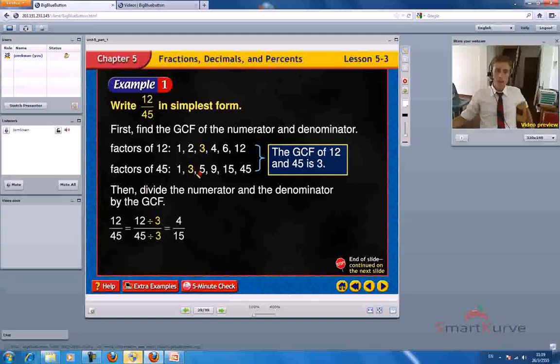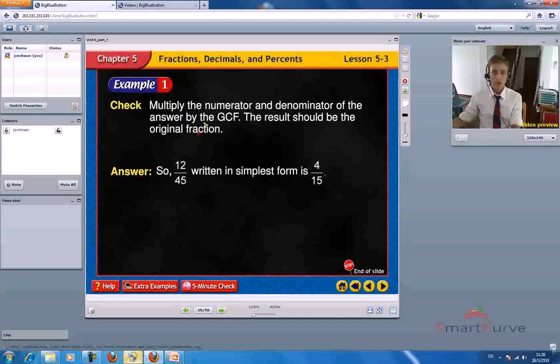Fractions in simplest form. Write 12 over 45 in simplest form. First, find the greatest common factor of the numerator and denominator. So the factors of 12 are listed here. The factors of 45 are listed here. The greatest common factor, 3. You then divide the numerator and the denominator by the greatest common factor. So 12 divided by 3, 4. 45 divided by 3, 15. 4 over 15 is the simplest form.